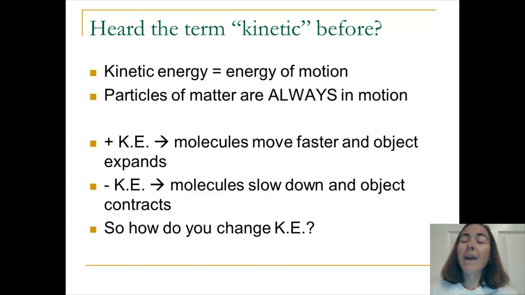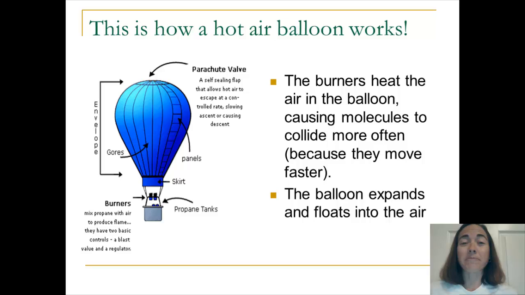Well, so how do you change the kinetic energy of an object? You may remember that temperature measures average kinetic energy. So by changing the temperature, we can add or remove kinetic energy from a gas sample. Now this is how a hot air balloon works. In a hot air balloon, you have those burners that heat up the air with a flame. The warm air rises, but warm air moves faster than cool air, so it also expands, and it causes the hot air balloon to rise up into the air.